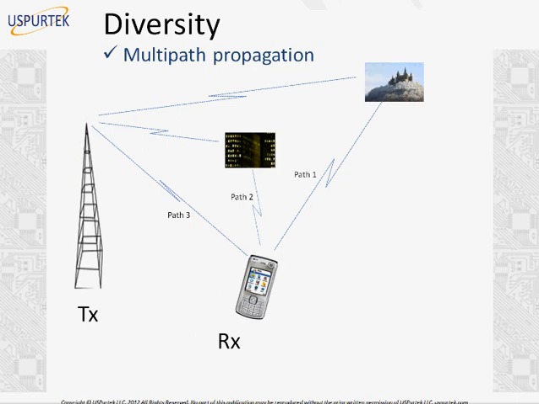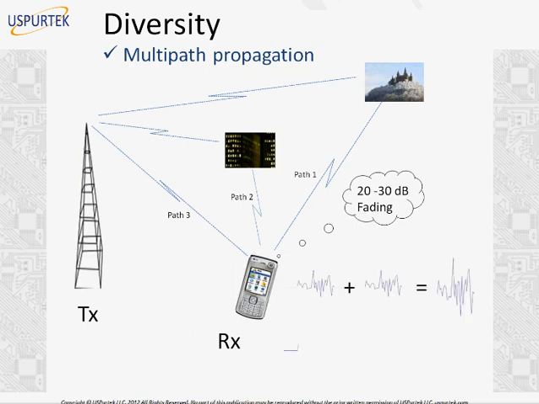Now moving on to the topic of diversity techniques. Before we do that, let's understand a little about multipath propagation. Let's consider a mobile receiver, a cell phone, which receives 3 signals from the cell tower. One is path 3, which is a direct line of sight signal. Another is reflected from a building, which is path 2. And the third one is path 1, which is reflected from a hilltop.